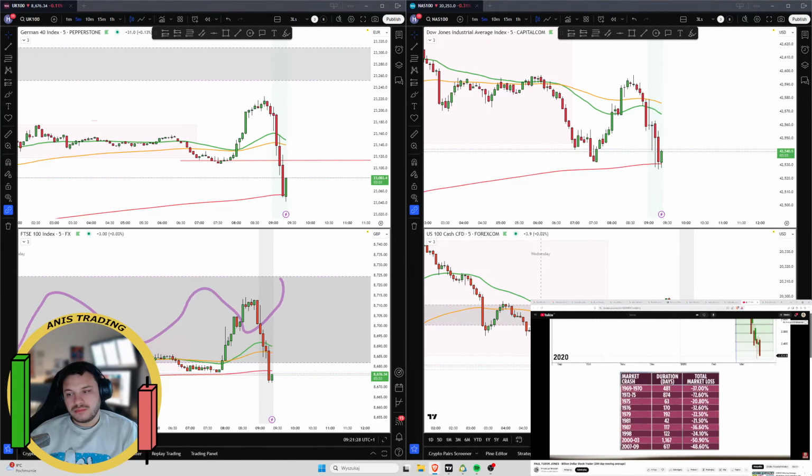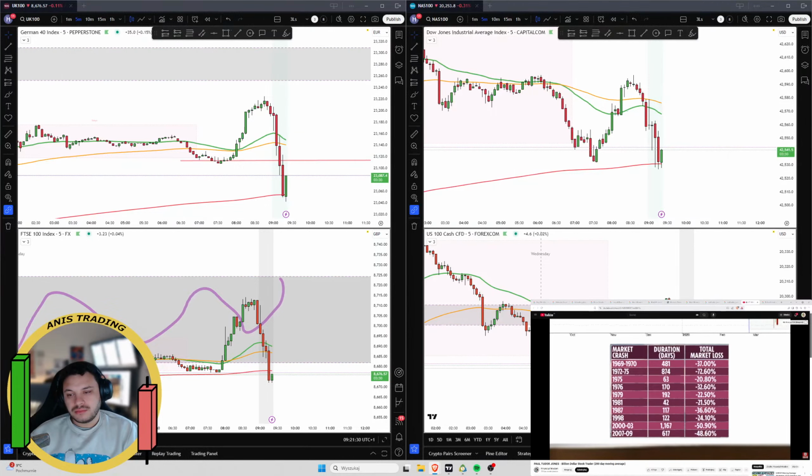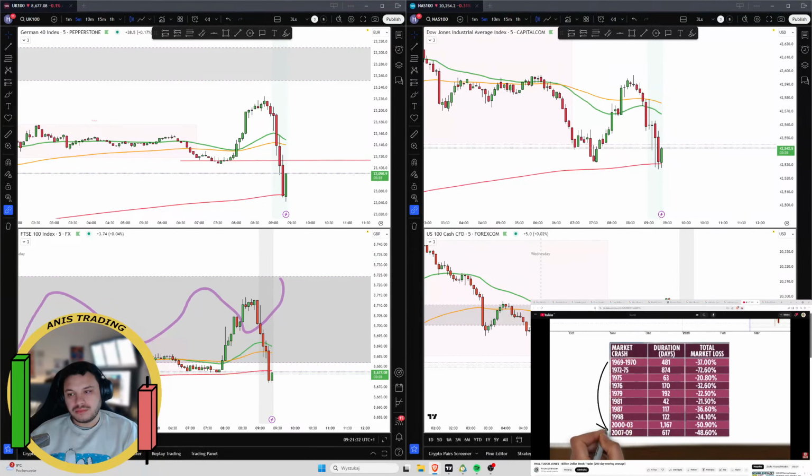Here we can see 10 of the previous major market crashes from 1969 to 2009, ranging from drawdowns of over 20% to a huge 72%. But how would the 200-day moving average rule that Jones applies impact these drawdowns? Let's take a look.